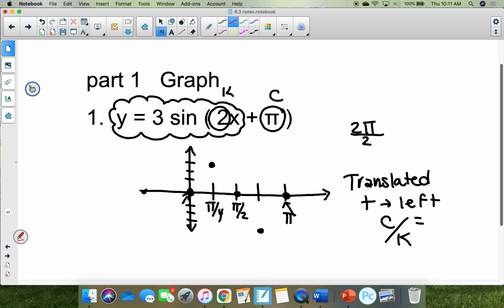So you're going to move everything to the left, pi divided by 2. And what does pi divided by 2 stand for? It stands for 2 slots. So you have to move everything to the left 2 slots.